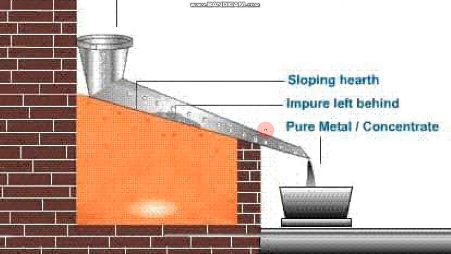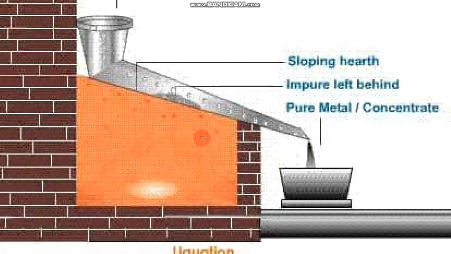Let me explain liquefaction once again. It is the second method of purification, that is refining. Here you take metals with a low melting point and allow them to flow down the sloping earth, and you heat it. As it has a low melting point, it melts down and gets collected here, and impurities remain here.